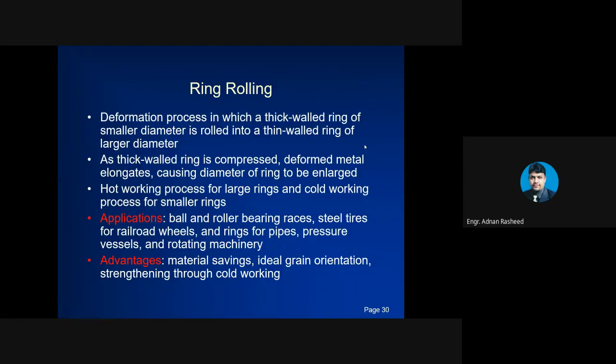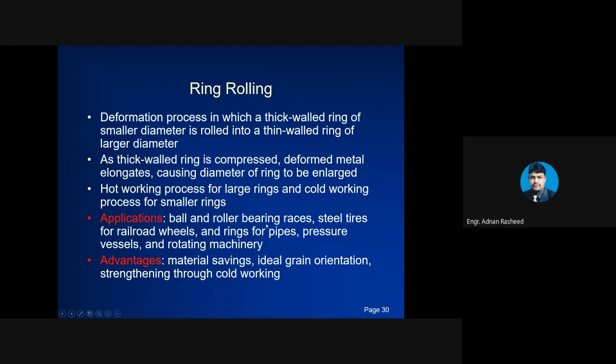Now ring rolling. Ring rolling is a deformation process in which a thick-walled ring of smaller diameter is rolled into a thin-walled ring of larger diameter. As a result, the thick-walled ring is compressed, and the deformed metal elongates, causing the diameter of the ring to be enlarged. It is generally performed as a hot working operation for large rings, and cold working is performed on smaller rings. So what is its application?